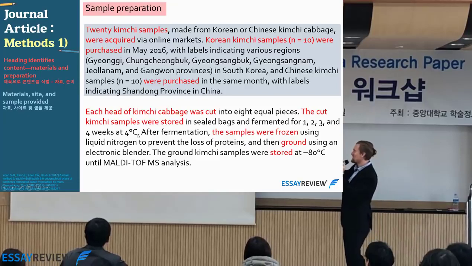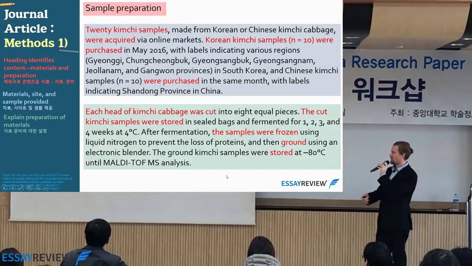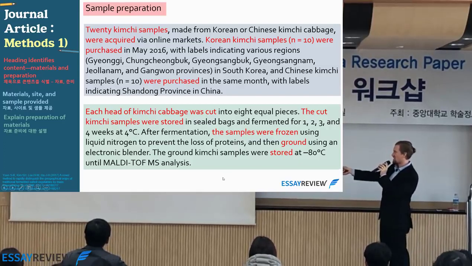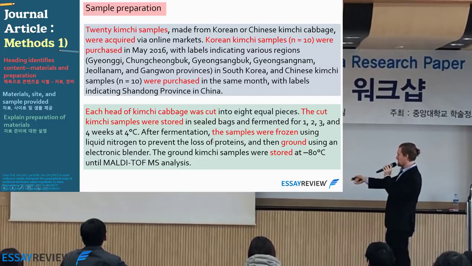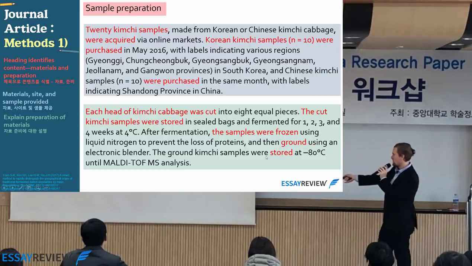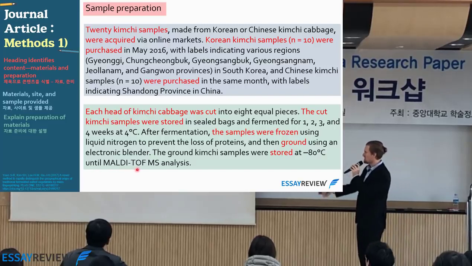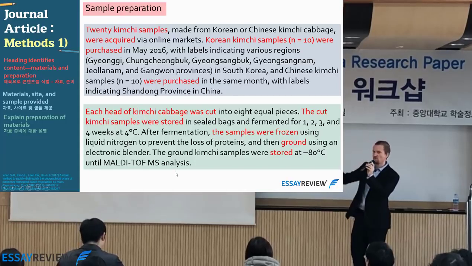The next thing you'll do is explain the preparation, how you prepared the materials. So you're going to have a lot of verbs here. Each head of kimchi cabbage was cut. It's an action verb. The cut kimchi samples were stored in sealed bags. The samples were frozen using liquid nitrogen and then ground using an electronic blender. The ground samples were stored at negative 80 degrees Celsius for MALDI TOF MS analysis. Again, you have passive voice and a lot of different verbs.